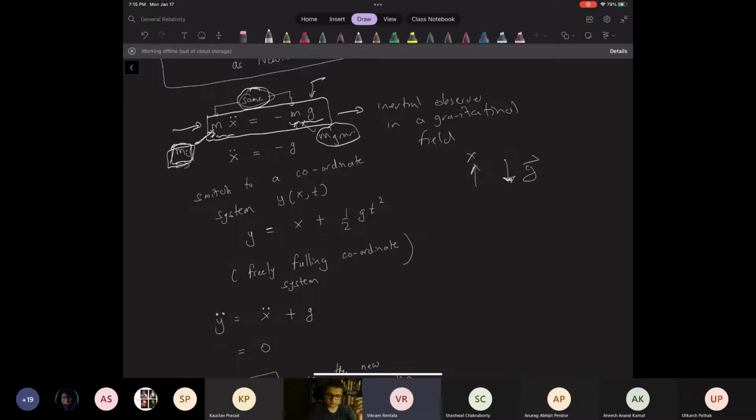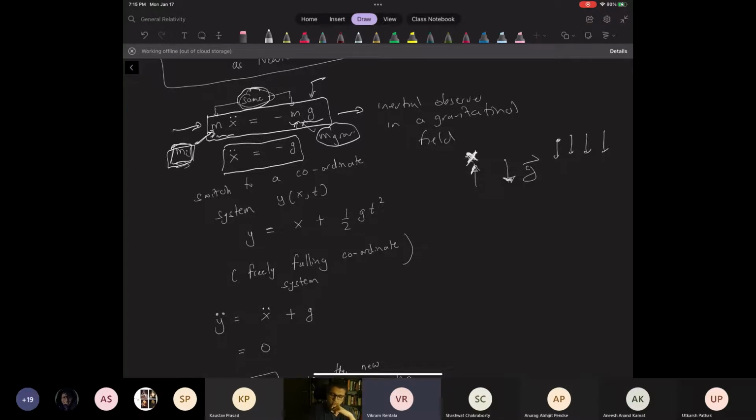So the fact that these two are the same is the key insight. What that means is every object, no matter what its mass, will experience the same acceleration due to gravity in a uniform field, whether it's a bowling ball or a feather. In the absence of air resistance, they all fall at the same rate. So now what you can do is, instead of working in this inertial coordinate system of x, you can switch to an accelerated coordinate system.